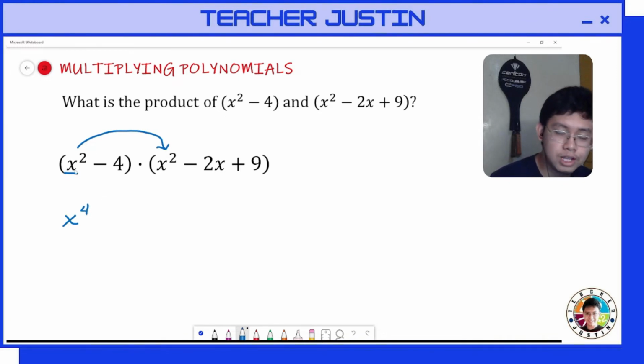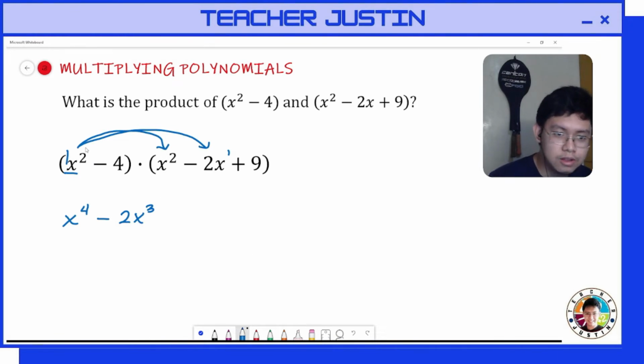Next, we have x squared multiplied to negative 2x. So remember, coefficient times coefficient, variable times variable. Remember that x squared has a coefficient of 1. So 1 times negative 2, that is negative 2. Then x squared times x, we copy the variable x and then add the exponent. So 2 plus 1, that will be 3. So their product is negative 2x raised to 3.